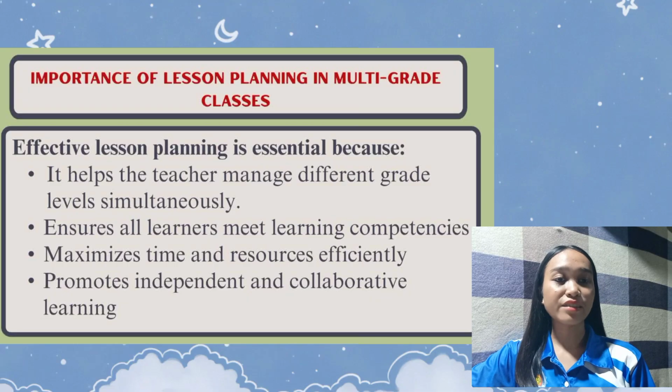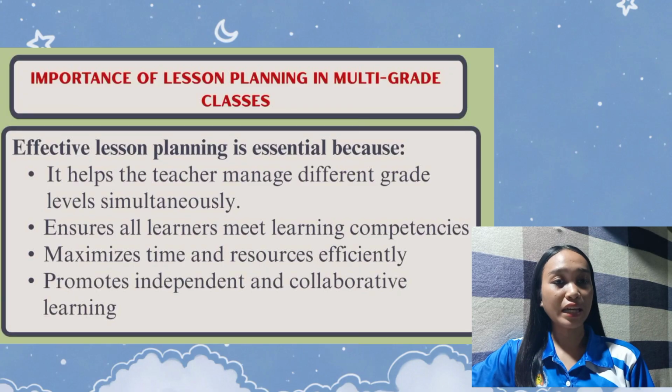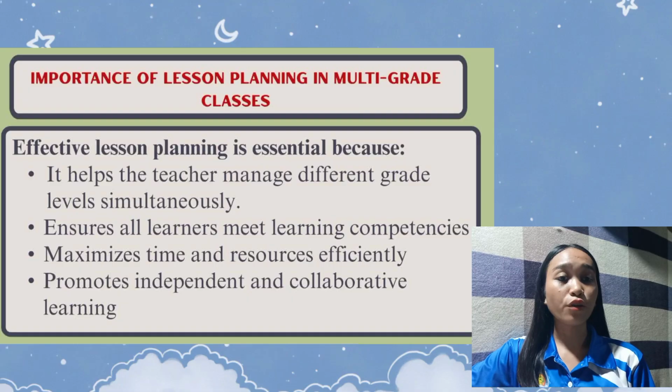Effective lesson planning is essential because, first, it helps the teacher manage different grade levels simultaneously. In a multigrade classroom, one teacher handles two or more grade levels at the same time. Through effective lesson planning, the teacher can organize activities, schedules, and tasks properly for each group of learners. This helps maintain order in the classroom and ensures that all grade levels receive proper instruction and attention.